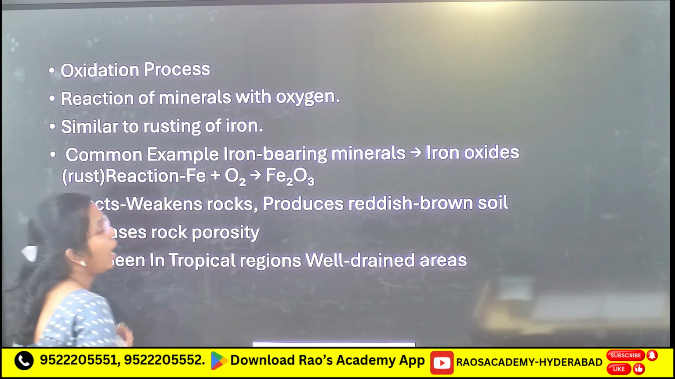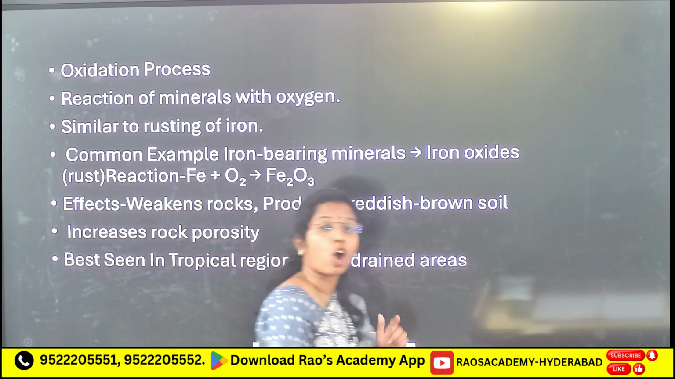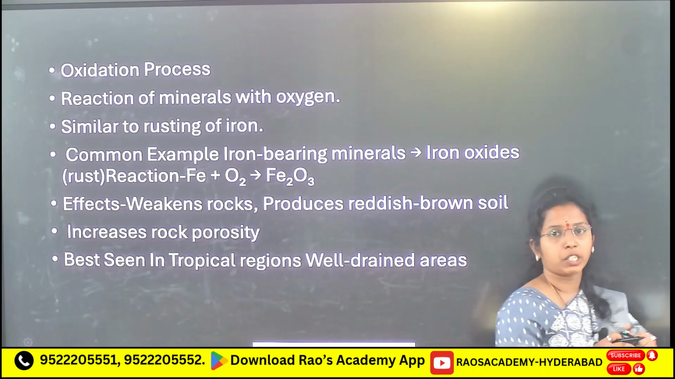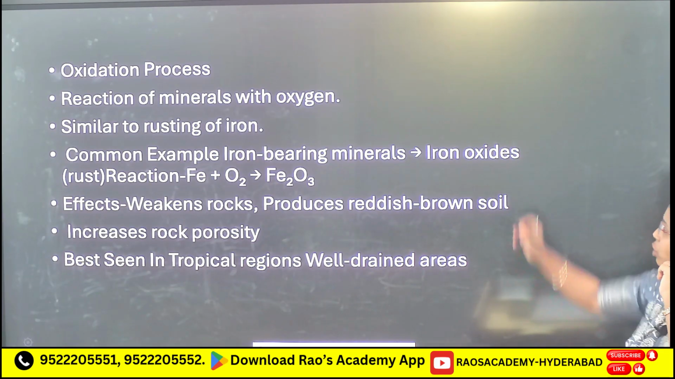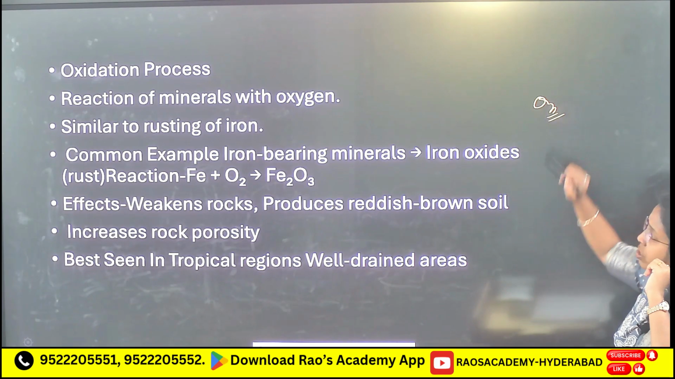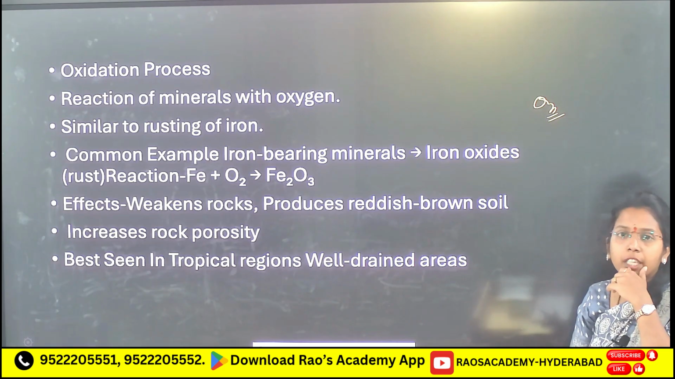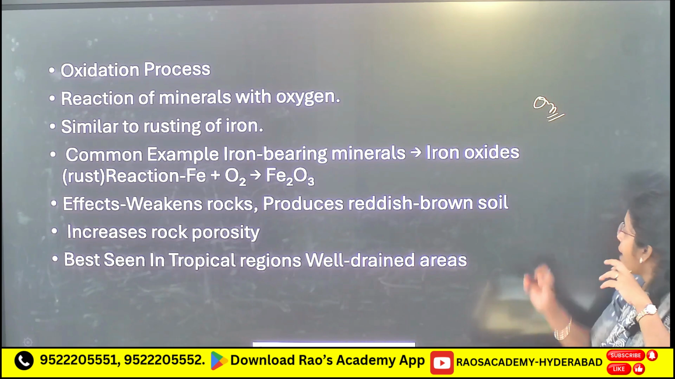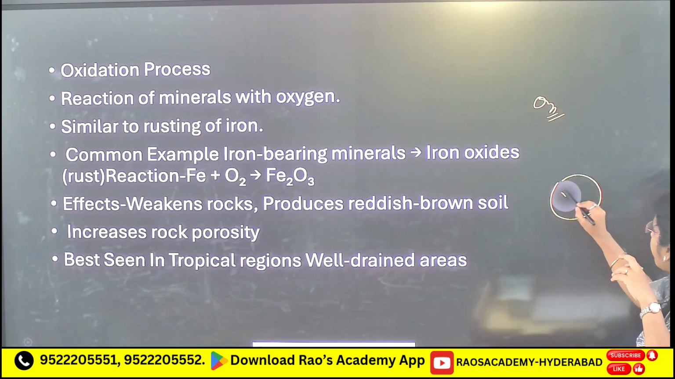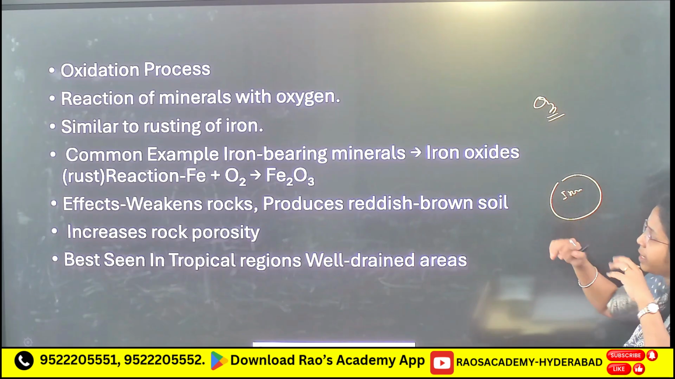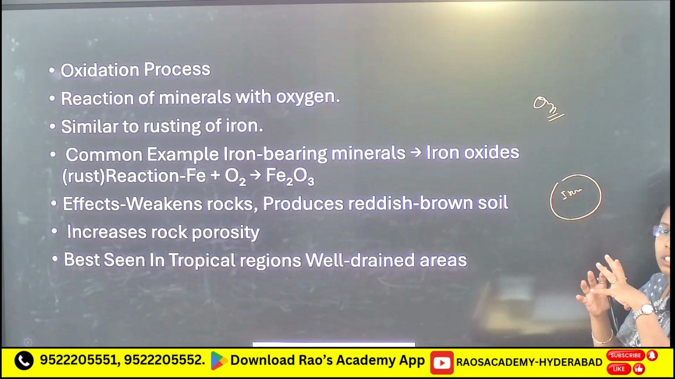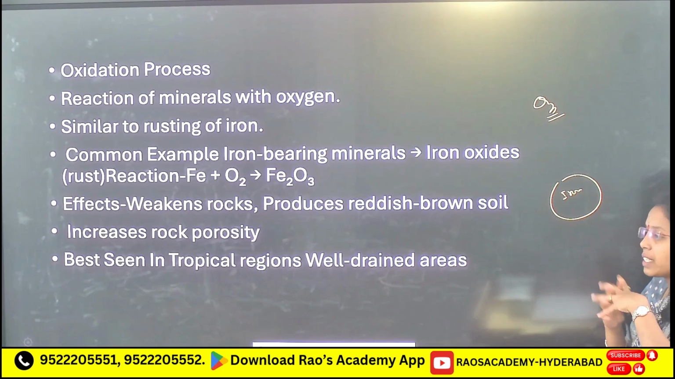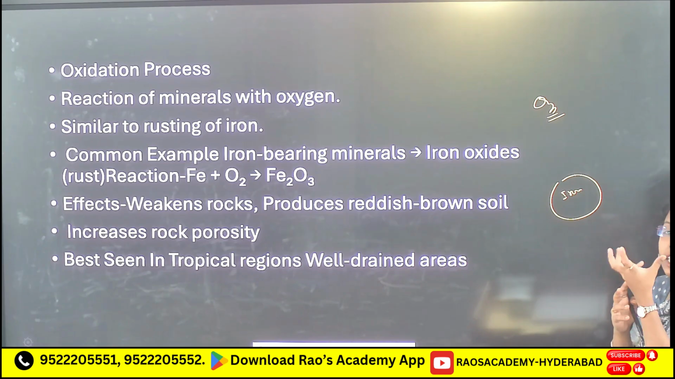Oxidation process: reaction of minerals with oxygen, similar to rusting of iron. Whenever a mineral has iron in it, the iron reacts with oxygen and produces rust. What happens? It weakens rocks and produces reddish brown soil.